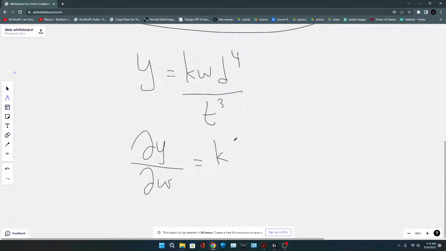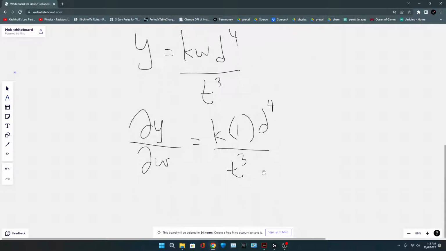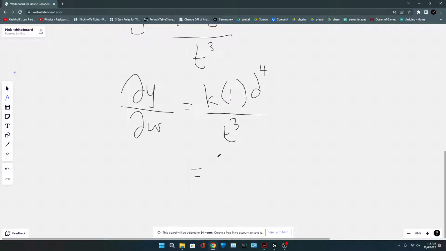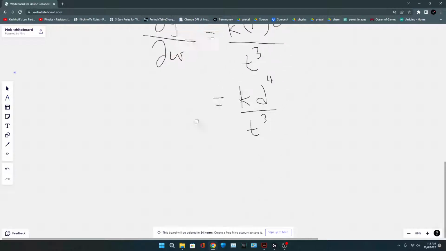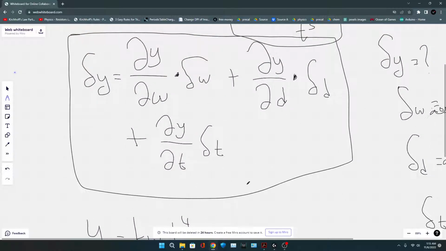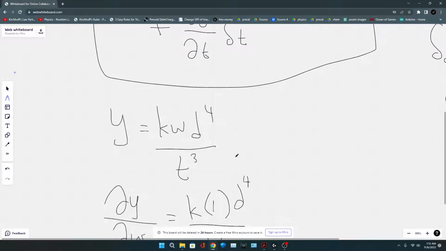Nampak w, kita differentiate. Okay, w differentiate dapat 1. Okay, and then d. Okay, yang lain semua biar constant lah. Okay, and our result would be k d to the power 4 divided with t cube. Ni. So ni adalah delta y over delta w. Senang je. And then kita nak cari apa lagi next is delta y over delta d.